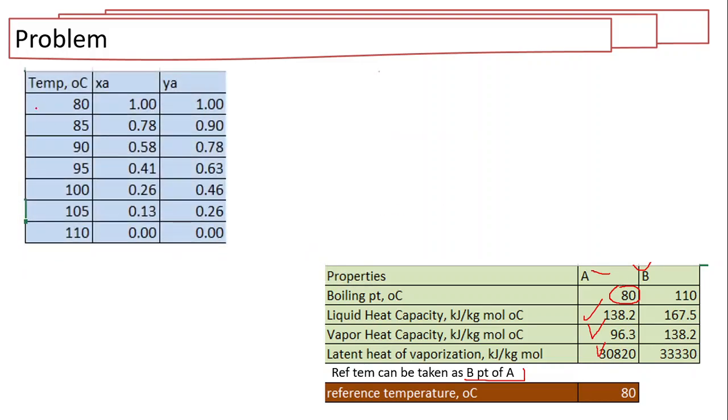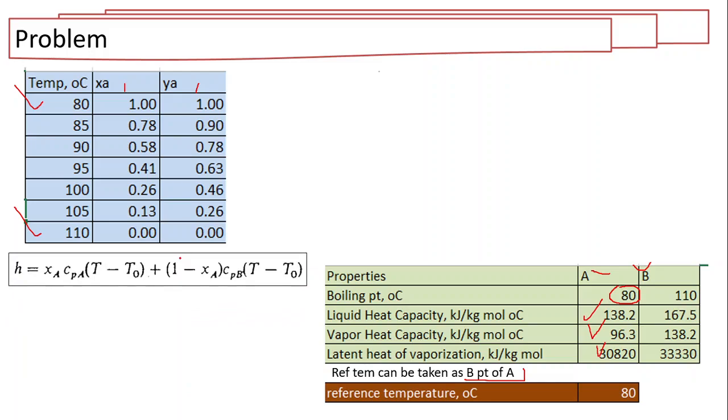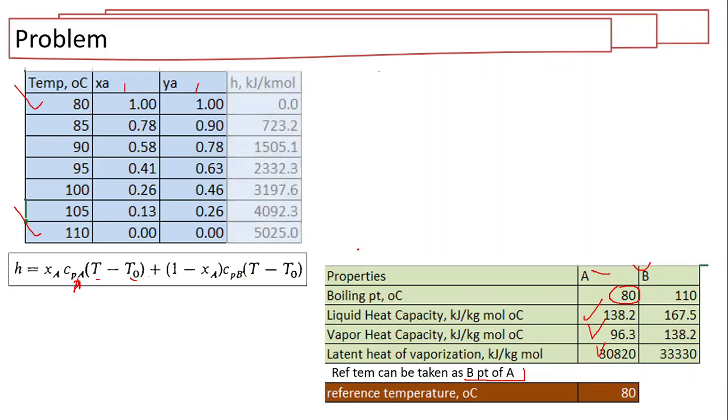So we have a temperature range for developing the HXY with the help of TXY: 80, 85, 90, 95, 100, 105, 110. These are the temperature range. The X value is given here, the Y value is given here, and the TXY is given here. What we can do is apply this equation. We know this CPA value is given, that is for the liquid enthalpy. T0 is given, it is 80. T is given here; these are the temperatures for T, and all the other parameters are known to us, so we can find out the H value. So H in kilojoule per kilomole is given with the help of this equation.